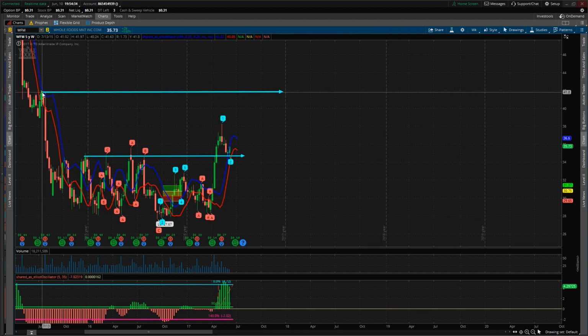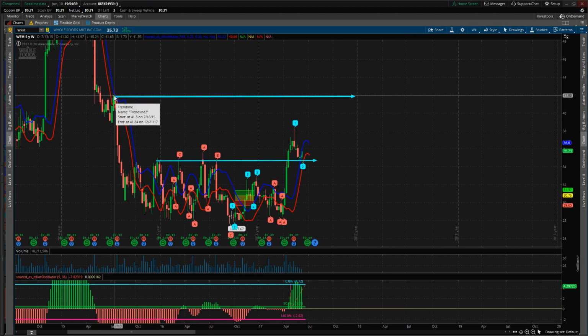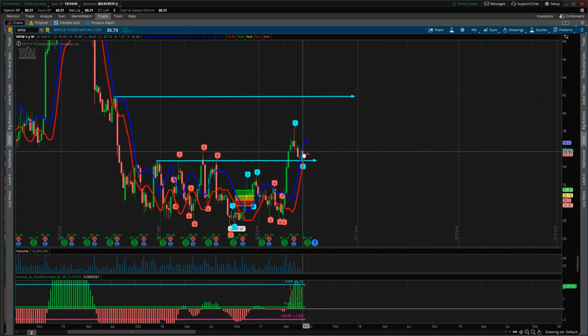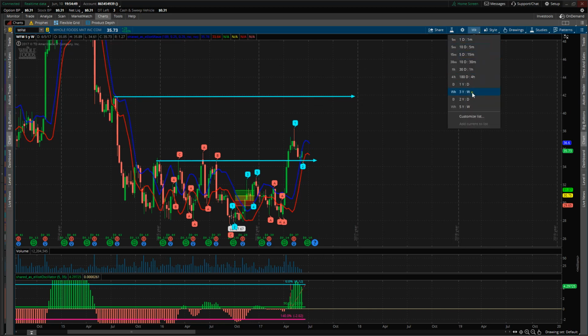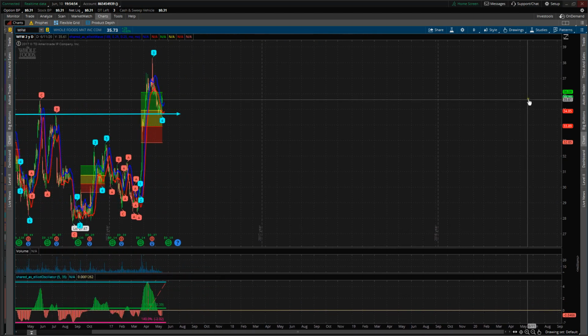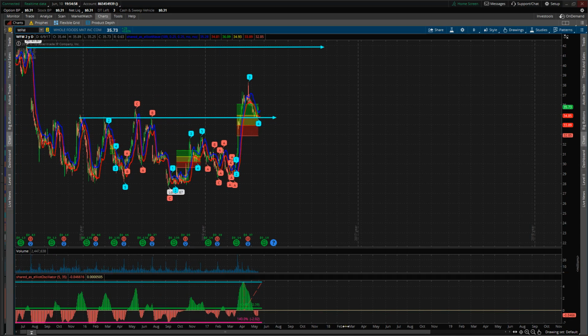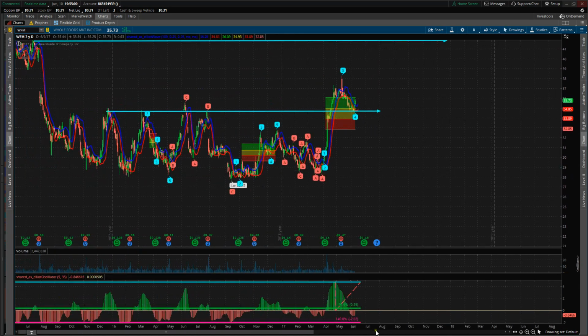The next level on the weekly, this congestion level here, this pivot point, is important for us as a potential target on the daily. Plus, obviously, on the weekly, it's going to act as resistance. So let's go down to the daily time frame now. Zoom in and make it bigger.